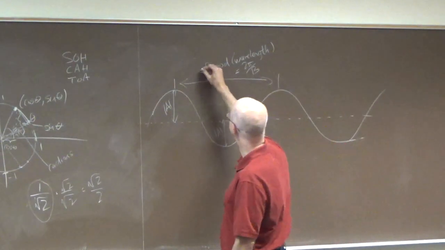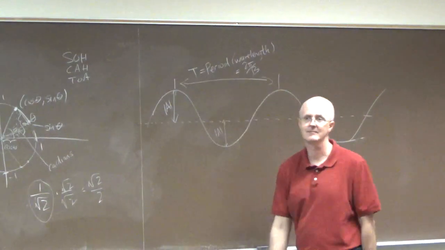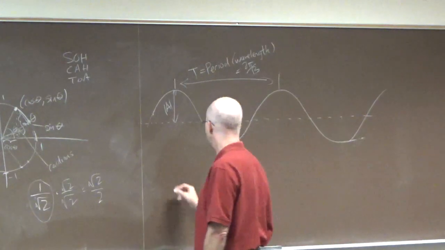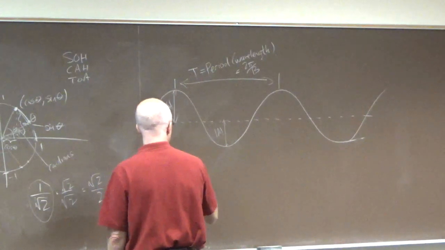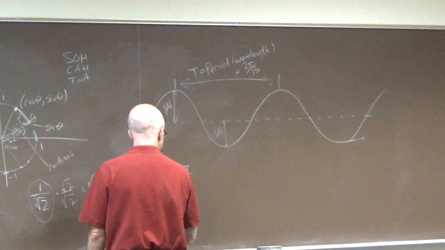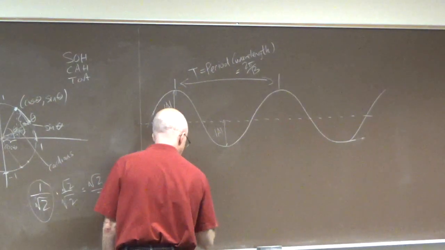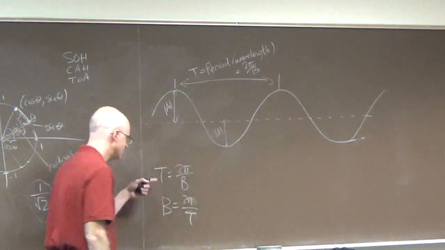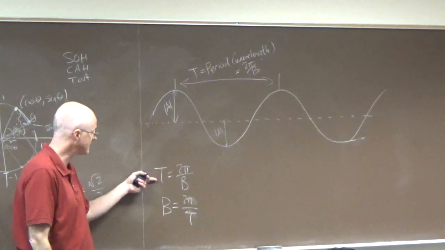I'm going to typically call the period capital T. So if capital T is 2 pi over B, that also means B is 2 pi over capital T. Right? Because you can multiply both sides of this equation by B and divide both sides by T.